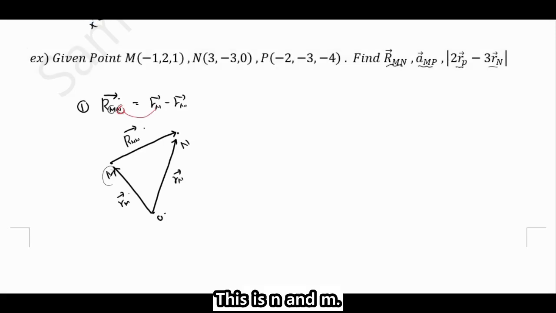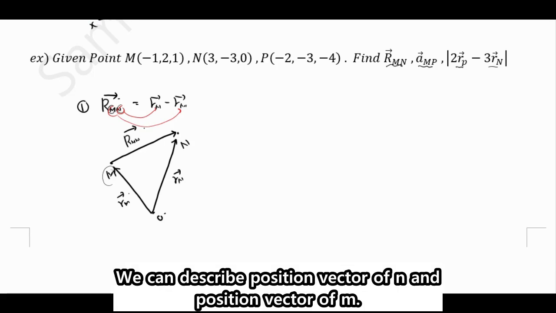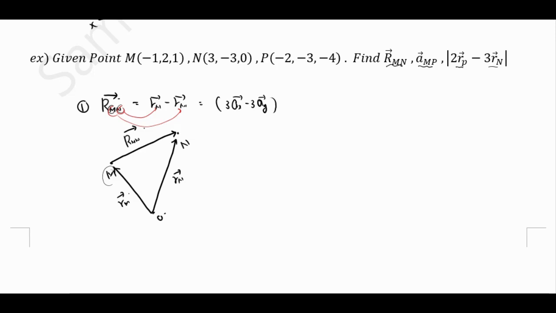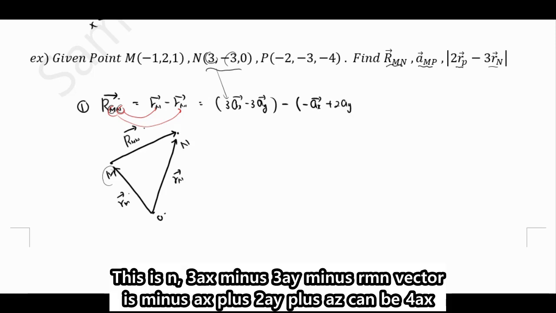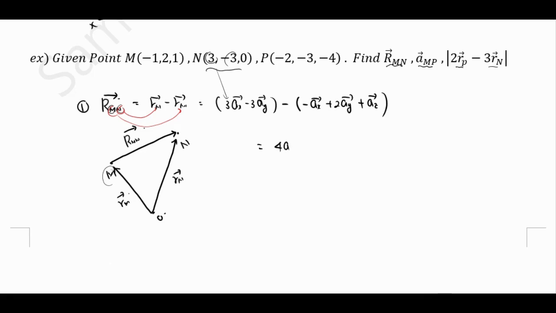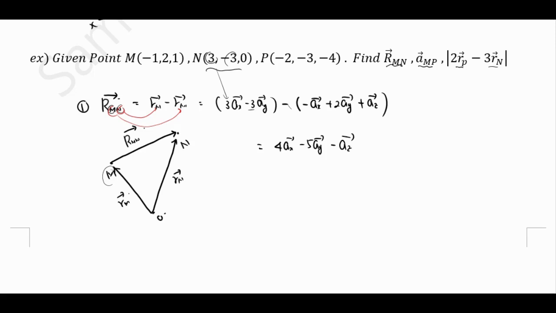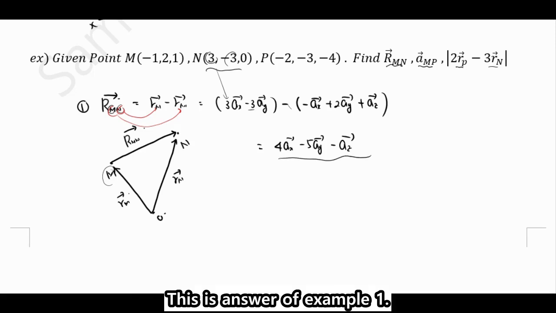We can describe the position vector of N and the position vector of M. The position vector of N is 3ax minus 3ay. Minus the Rm vector, which is minus ax plus 2ay plus az. This becomes 4ax minus 5ay vector and minus az vector. This is the answer of example 1.